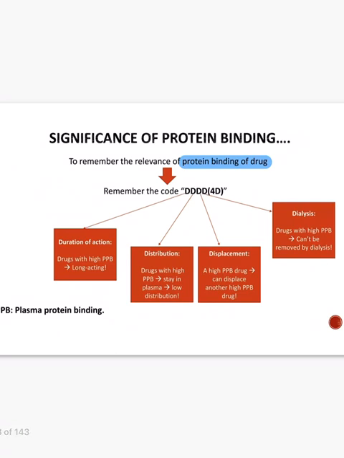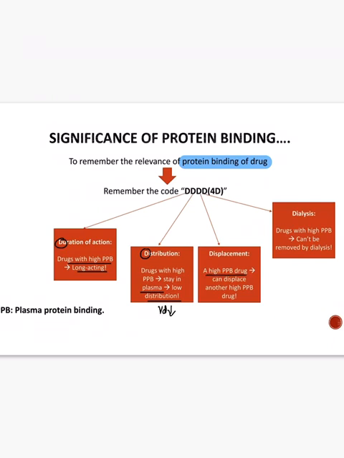Now coming on to the significance of plasma protein binding. Drugs which are highly plasma protein bound are long acting. First D is for duration, then distribution. Drugs which are highly bound will stay in the plasma, hence low volume of distribution, already done. That means VD decreases. VD is the volume of distribution.